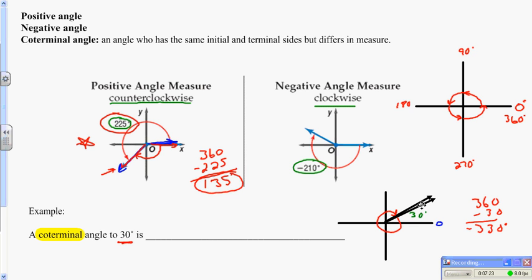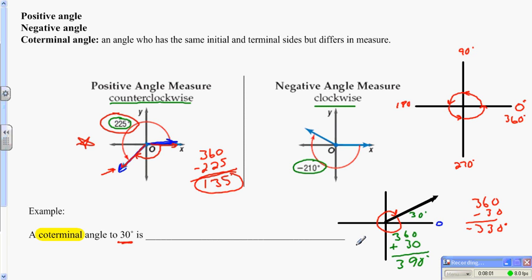Or we could start here and go 30 degrees, then go a full circle all the way around and stop there again in the same position. So that would represent 30 degrees plus another 360 degrees. So we would have gone a full circle from the beginning point of 30 degrees, which would have given us 390 degrees. There's many different answers for this.